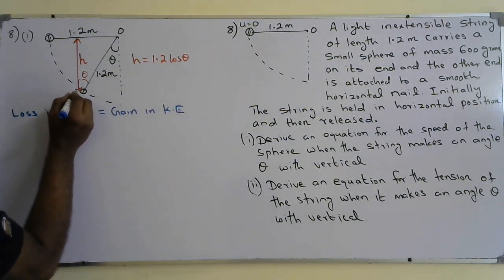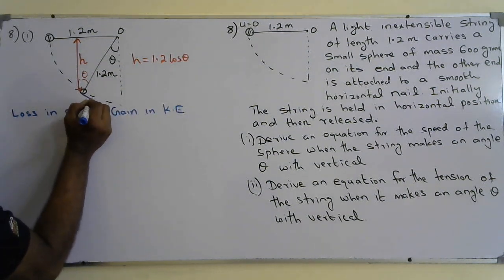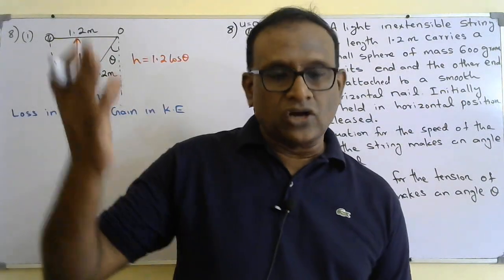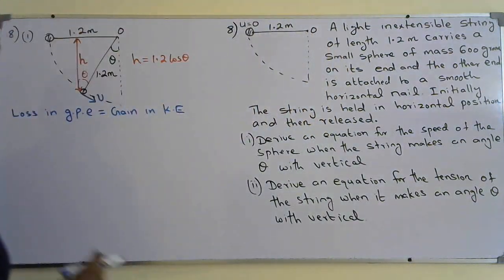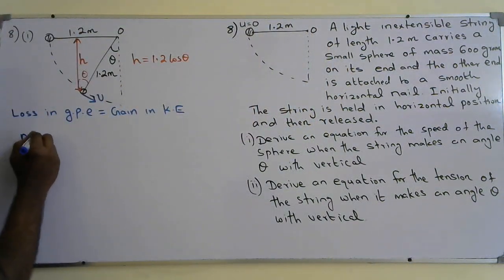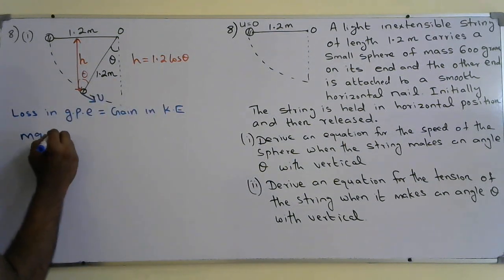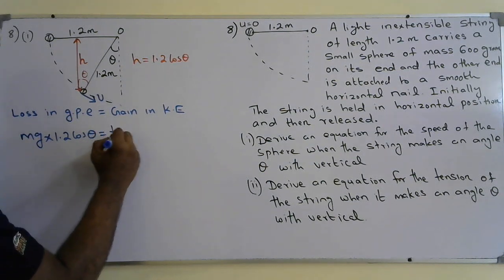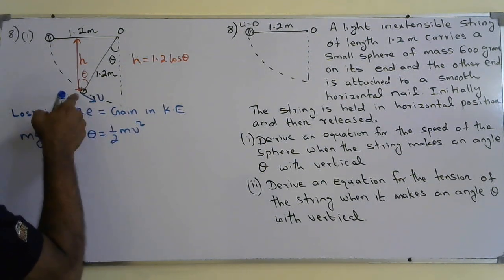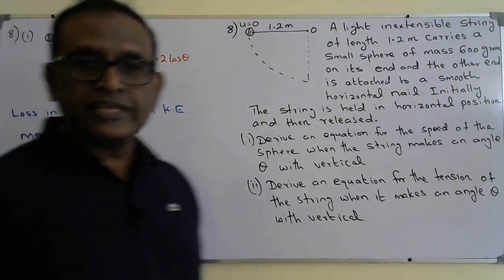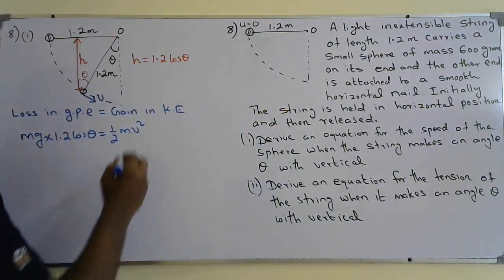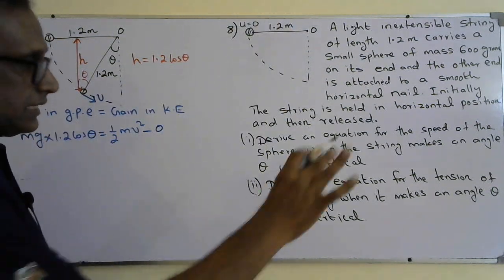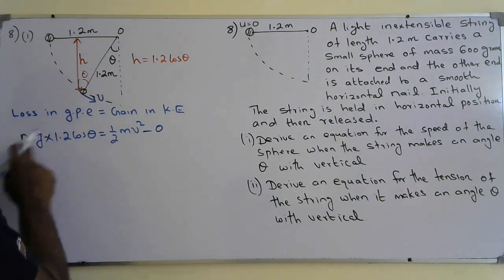At this moment, the velocity will always be along the tangent. So the speed at that instant, take it to be v, along the tangent to the circle. Loss in gravitational PE is mgh, where h is 1.2 cos theta, equal to gain in kinetic energy. Final kinetic energy is half mv squared, minus the initial, which is 0 because it was released from rest. The m will get cancelled.